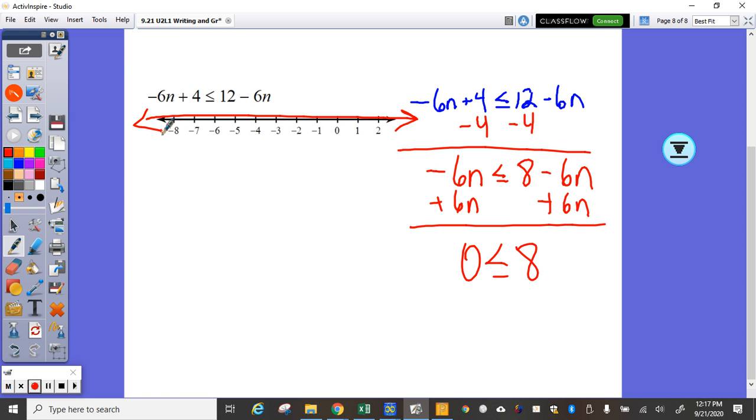Because when you came down to the solution, you had a statement that said 0 is less than or equal to 8. And because we know that that's true, that means it will be true for every single value of n. If you get to the bottom and it says something like this, then it means for no value of n will this work.